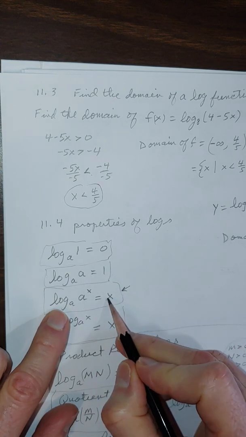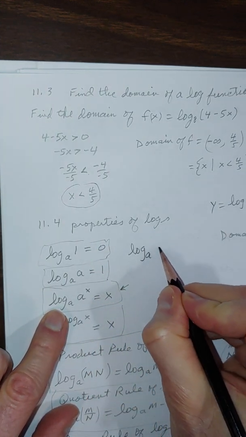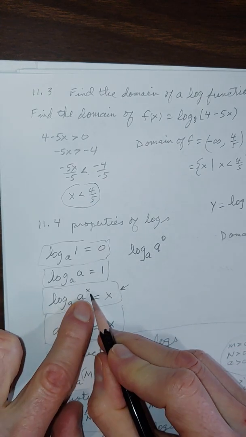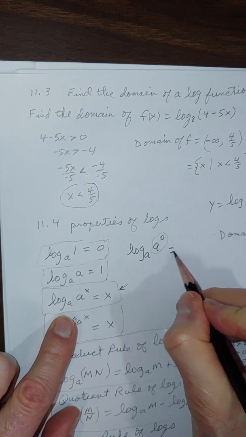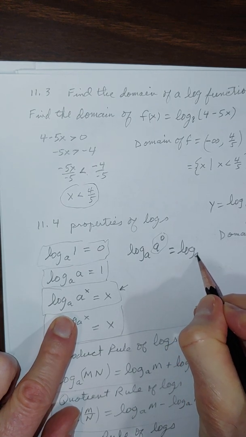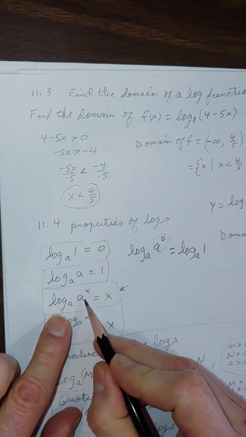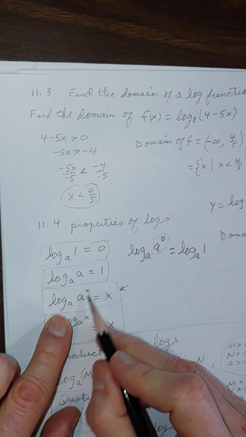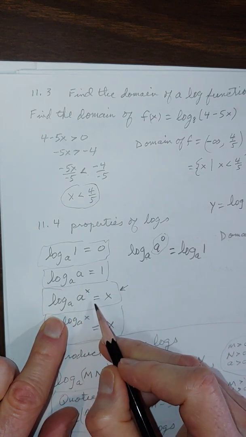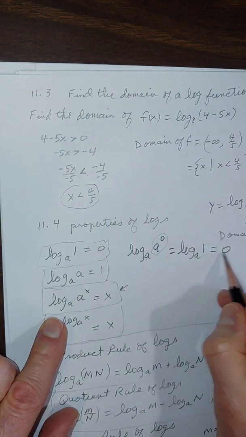So if you know this one, you really don't need these two, because look, log base a of a to the 0th, if you put a 0 for the x, this is 1. So this is equal to log base a of 1. And remember, when this base and this base are the same number, you get the exponent back. This is a composition of inverse functions. So when we have this, we just get 0.